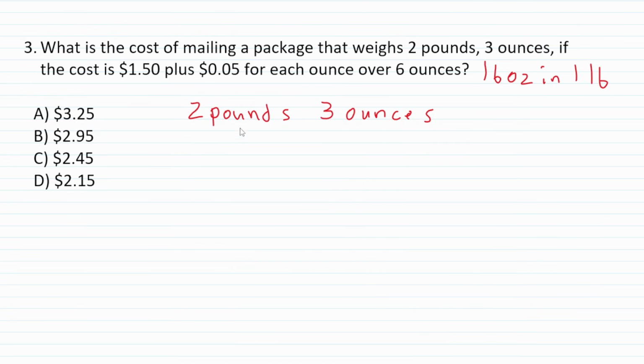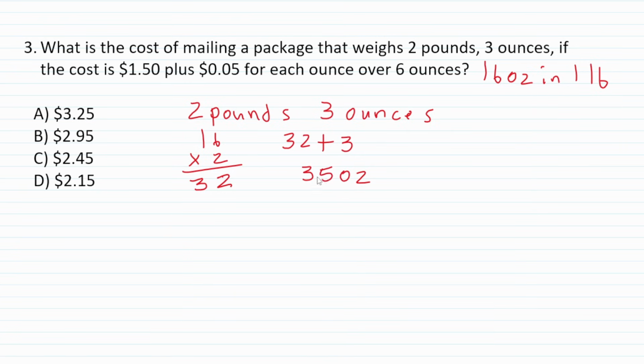So let's go ahead and convert this 2 pounds to ounces. We're going to do 16 times 2 to do that. That's going to be 32. All right, so 2 pounds is 32 ounces plus our 3 ounces over here. Our package weighs 35 ounces.